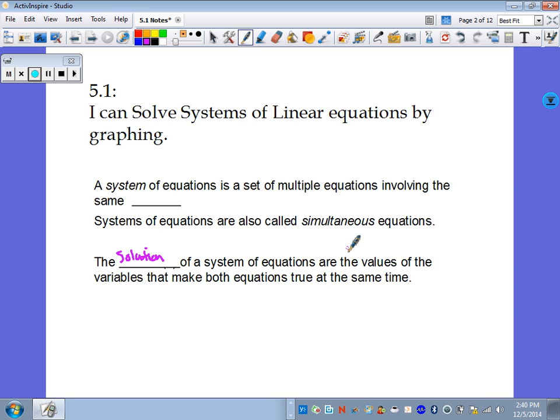They're also called simultaneous because you're usually solving them together. And the solution of it is the values of the variables that make both of them true at the same time. In other words, if you were to graph both of them or solve both of them, you come up with an answer. So let's go ahead and move on from there.